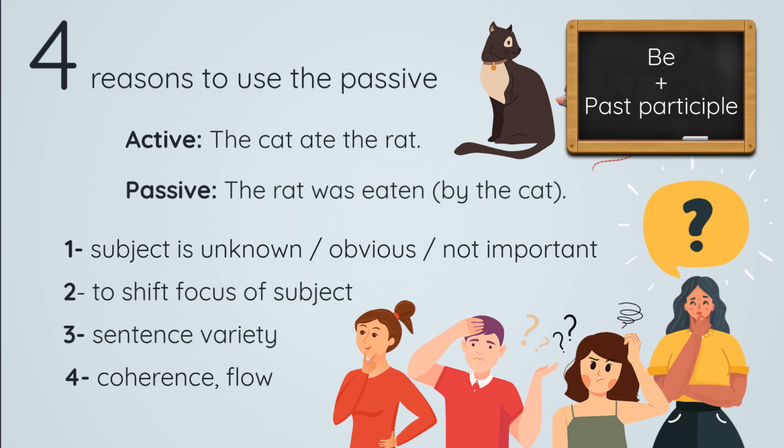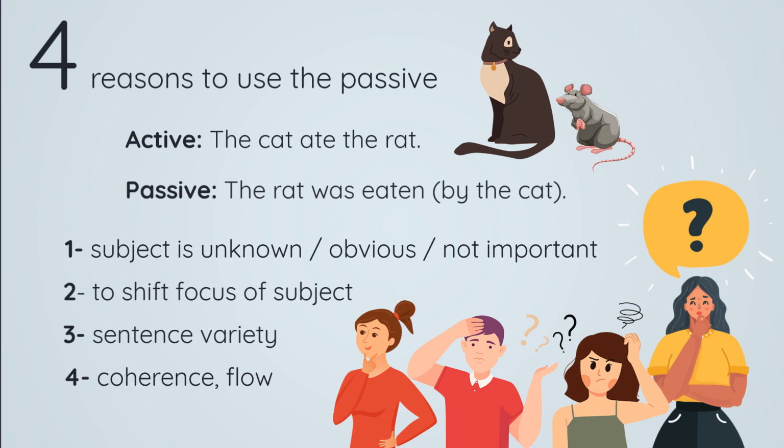How do we create the passive? Be verb plus the past participle. Verb 3, some of you call it. Okay, no problem. Now, what we have to concentrate on is the 4 reasons we use the passive.